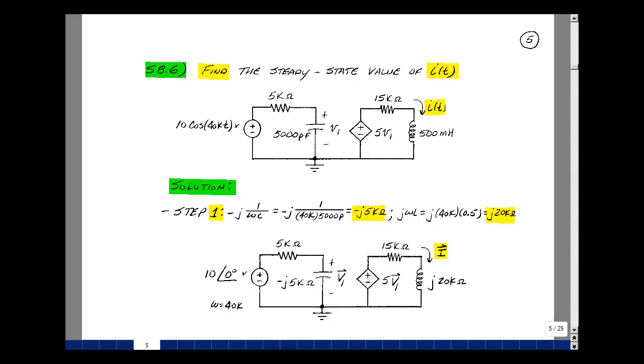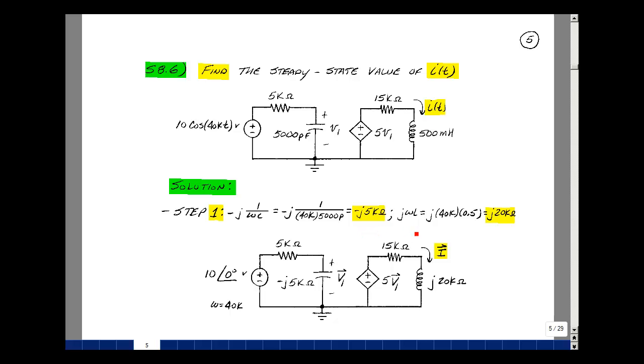So let's use our three-step algorithm. We'll take our circuit in the time domain, convert it in step 1 to the frequency domain, do the frequency domain analysis in step 2, and then convert back into the time domain. A capacitor has an impedance of minus j over omega C, and here I've got a 5,000 picofarad capacitor, so minus j divided by 40k and 5,000 picofarads. That's minus j 5,000. And the units on that would be ohms.